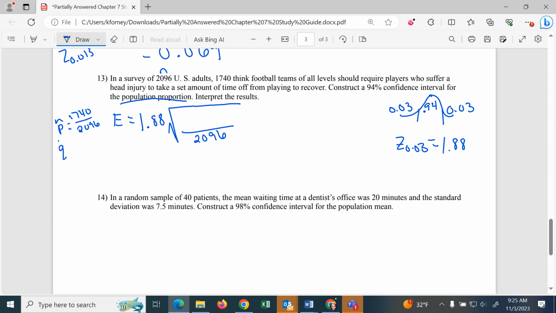So how many do not think that? So you would say 2,096 minus the 1,740, which is 356. Okay, so now you do the math. 1.88 times the square root of all this. You can put that in a calculator, type it into Desmos.